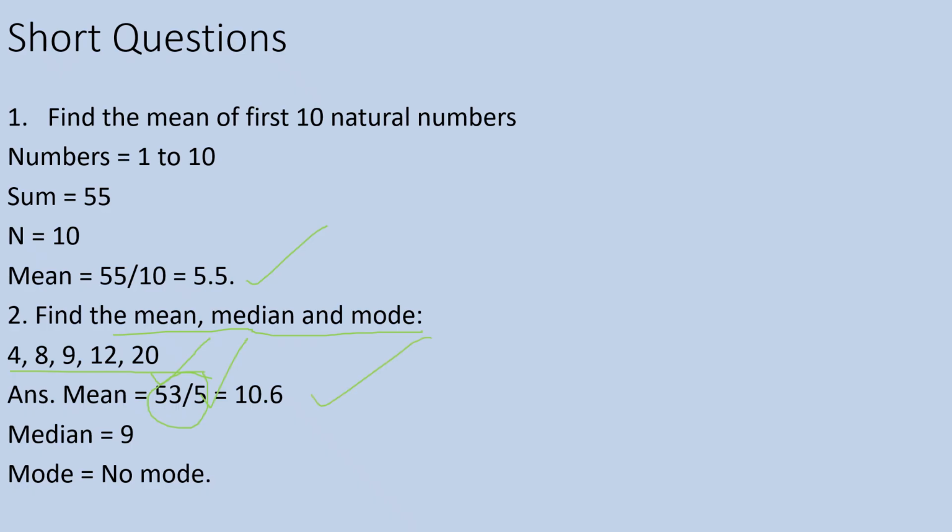Median is what? We know that median is the middle value. So 9 will be the median. Mode, we know that there is no mode, because here all the numbers come once, so it doesn't occur frequently. So only once all the numbers are coming, so mode is equal to 0 or no mode.